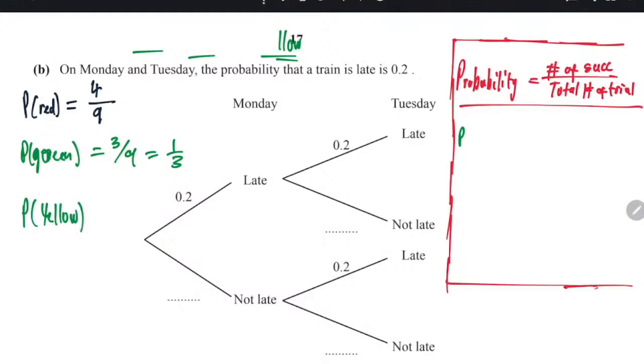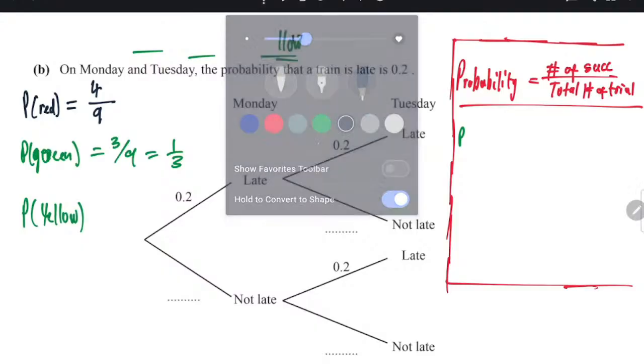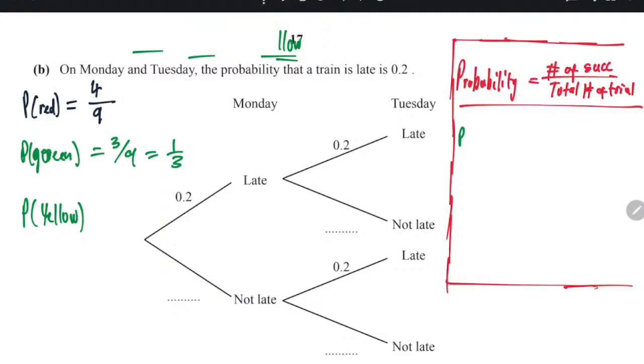Are you watching, Joseph? Joseph, can you watch? You have been told the probability. You are the one who sent us to this question. Now you're not watching. You have been given probability of red, probability of green. Now they are asking for probability of yellow.